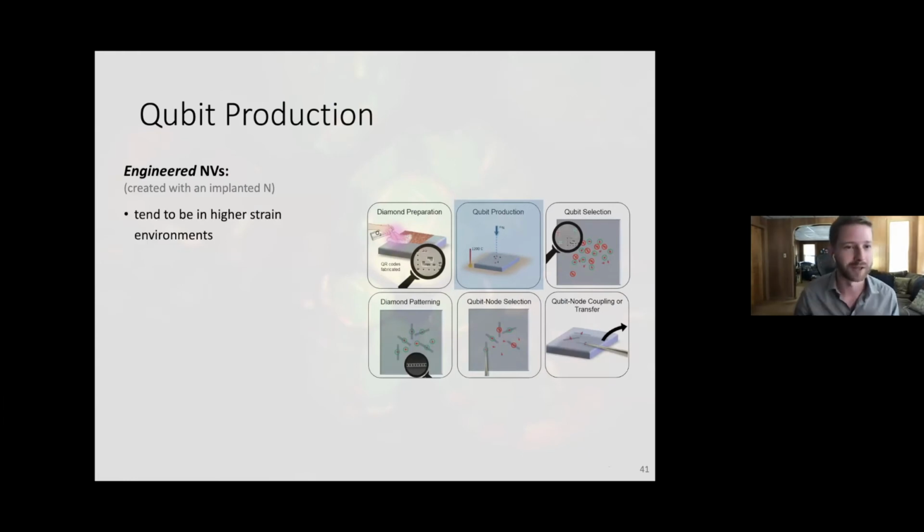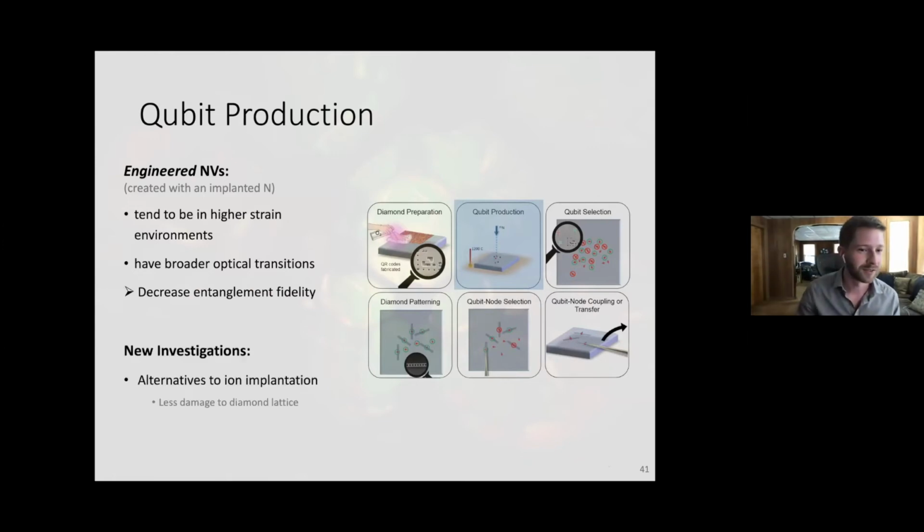So the higher strain environments and broader optical transitions have the downside of decreasing the entanglement fidelity, which spawns new investigations. We need to look for alternatives to ion implantation, something that produces much less damage to the diamond lattice, or improved annealing techniques to find a better way to heal the damage from the lattice when we anneal the diamond.